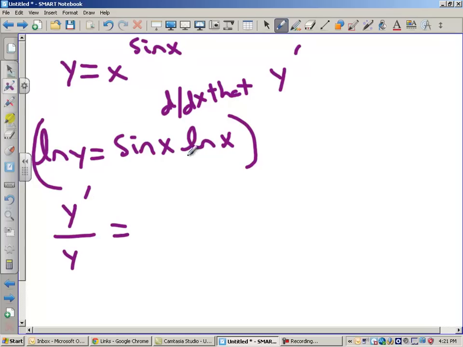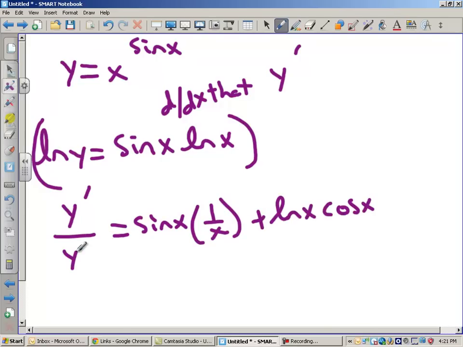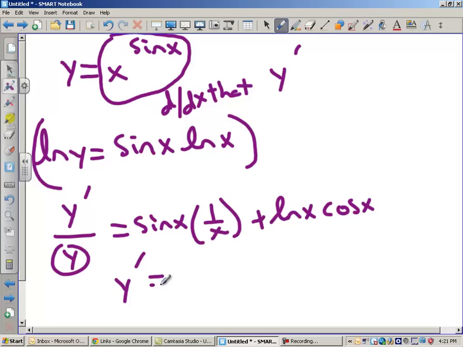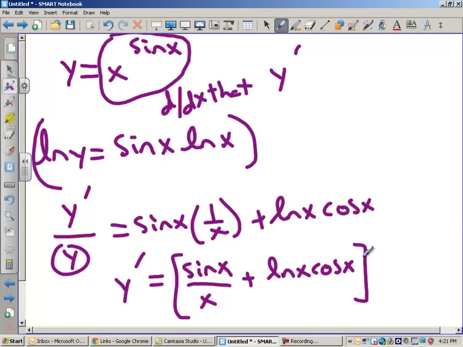So the derivative is y prime over y equals... Now I'm going to have to do the product rule. The first times the derivative of the second plus the second times the derivative of the first. And the last step is to take this y and bring it over here, keeping in mind that y was this original function, x to the sine x power. So y prime equals sine x over x plus natural log of x times cosine x, and all of this is going to be times my original y, which was x to the sine x.